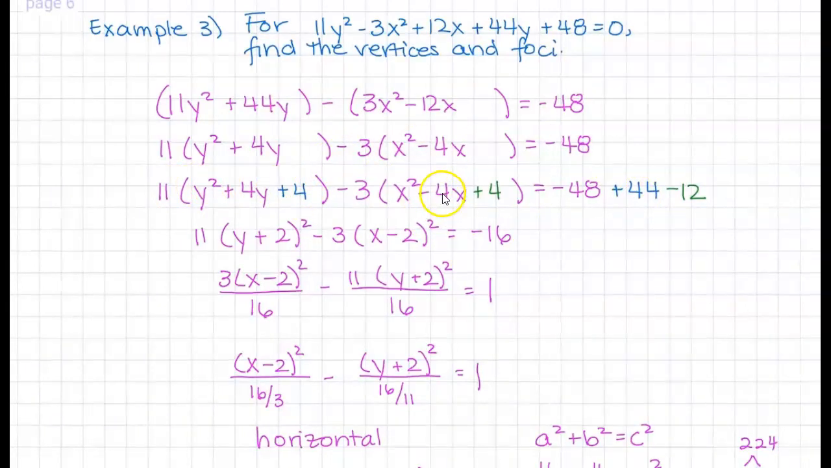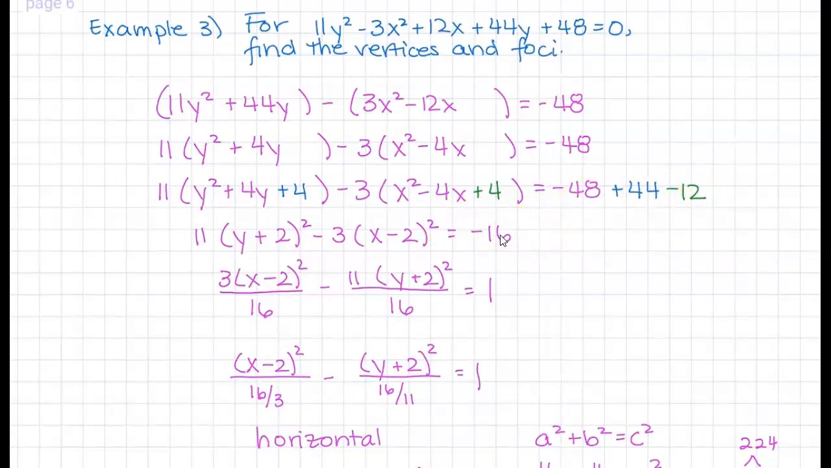And then over here, half of negative 4 is negative 2, but negative 2 squared is 4. Negative 3 times 4 is negative 12. I really added a negative 12 on this side, so I've got to add a negative 12 here. And then we can factor. So this factors into (y + 2) squared. This quadratic factors into (x - 2) squared. And this all simplifies to negative 16.